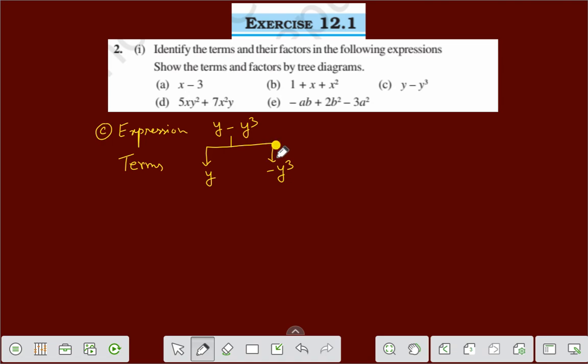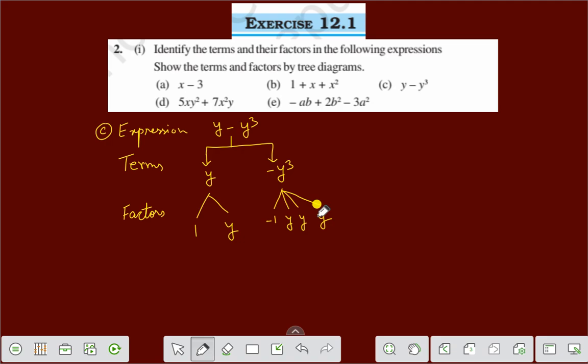If you write the various factors: here it is 1 and y, and for the other term the factors are minus 1 as one factor, then y, then y and y, right? These are the various factors, right?